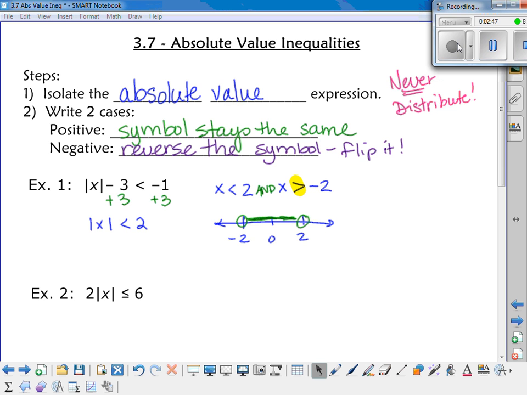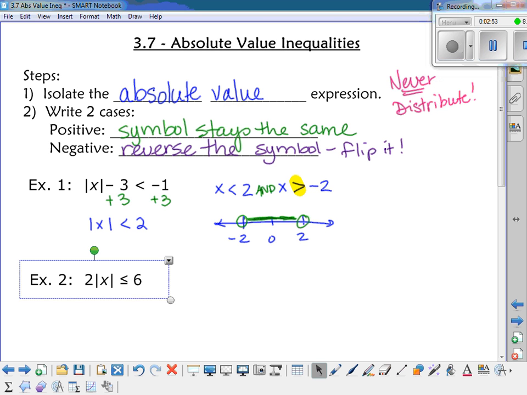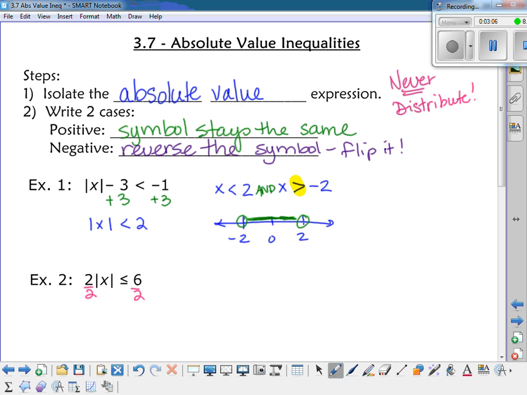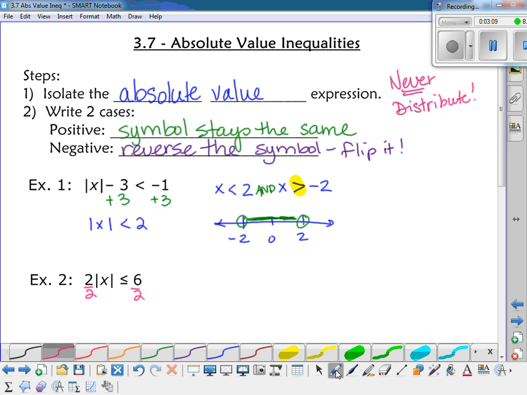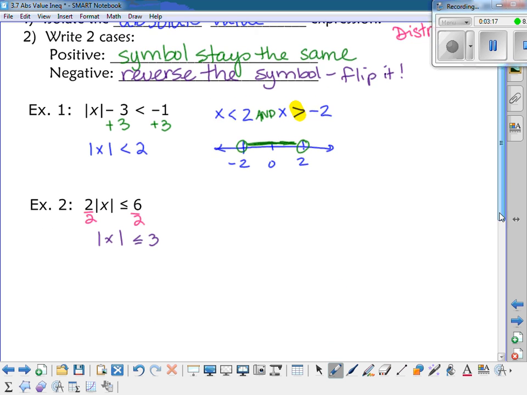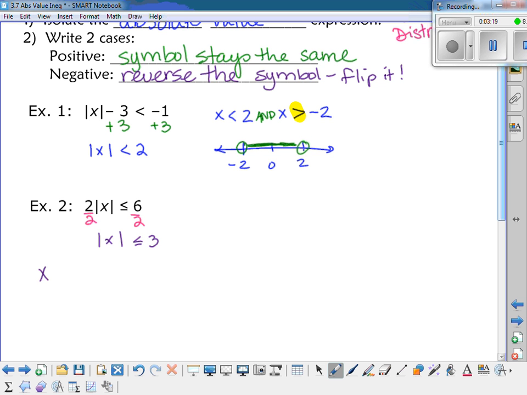Okay, let's do one more example, and then I'm going to have you guys do one on your whiteboards. All right, so example 2, I've got 2 times the absolute value of x is less than or equal to 6. So for this one, I have to divide, because I'm not going to distribute into an absolute value. When I divide both sides by 2, I get that the absolute value of x is less than or equal to 3. And so writing the positive and negative cases, I've got x is less than or equal to 3, and I have x is greater than or equal to negative 3.